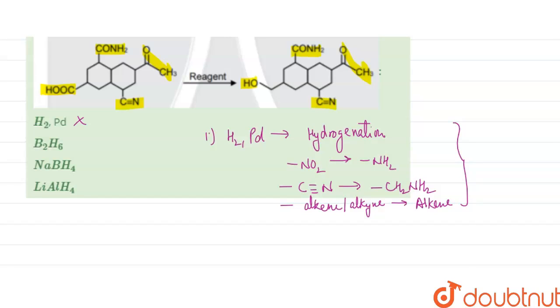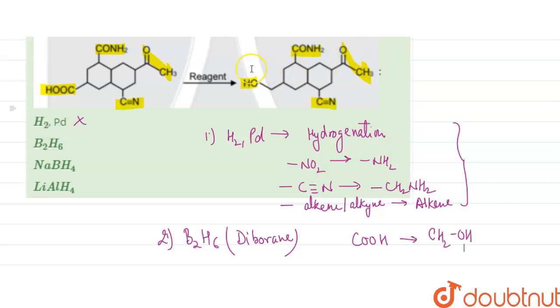So come to the second option, B2H6. What is the name of B2H6? It is diborane. We all know it has a banana structure. Now, diborane converts the COOH group into CH2OH, that is the alcoholic group. And here what we want is to convert the COOH group into the OH group. So this is our answer, but we can check the third and fourth options also.